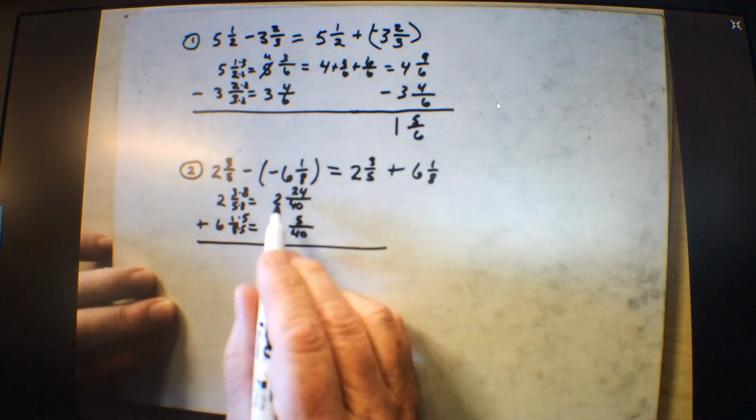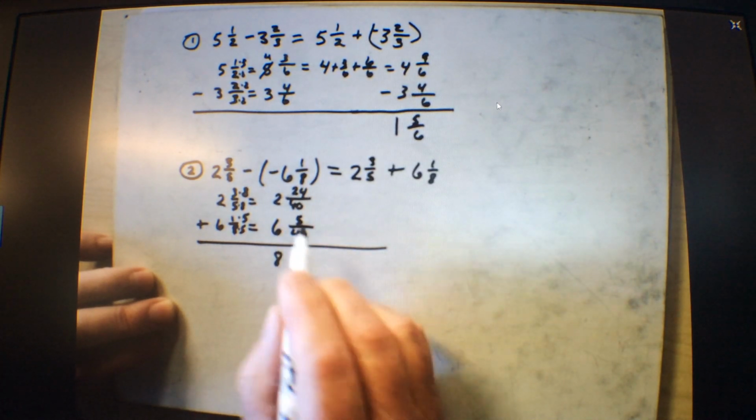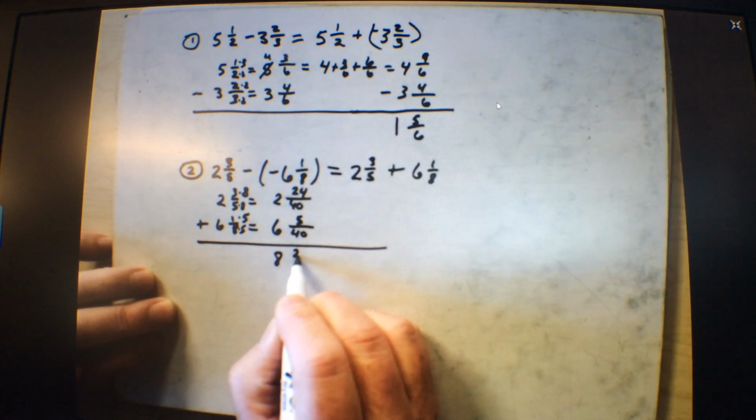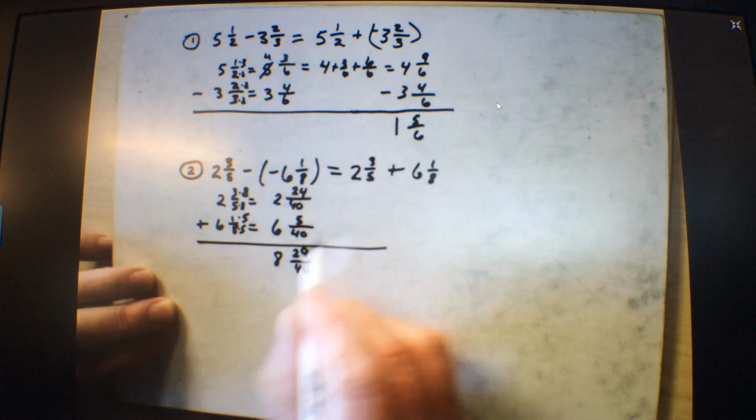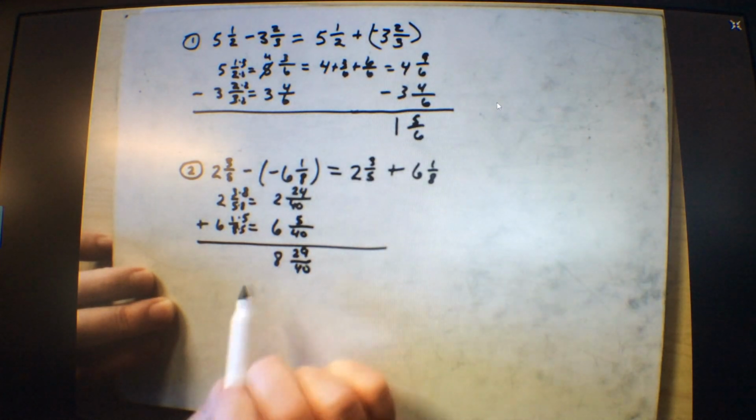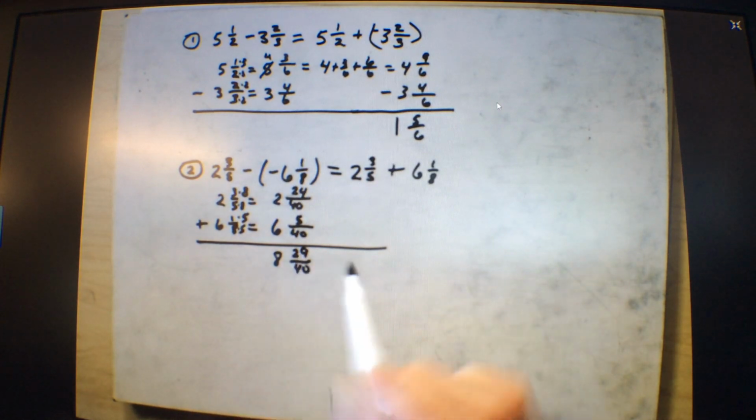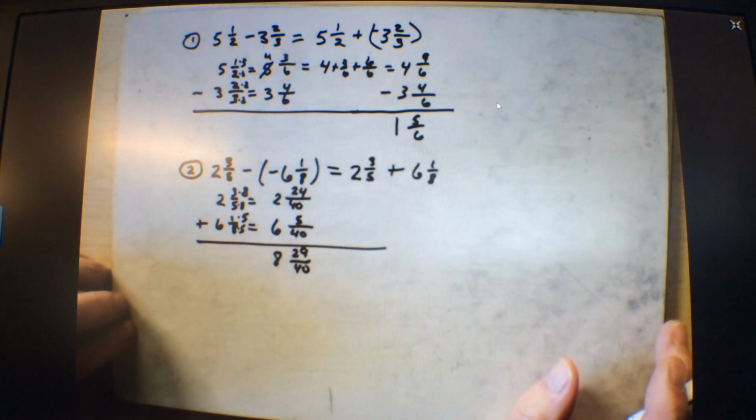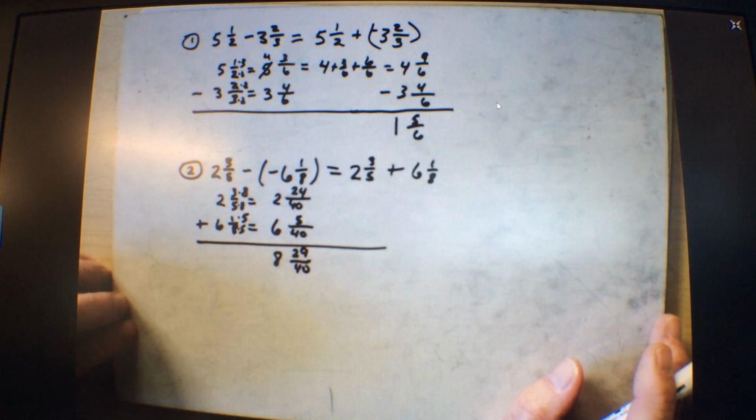And then I add them. 2 plus 6 is 8. And 24 plus 5 is 29 over 40. I look to see if I have a negative. I do not have negatives. It was positive. And I look to see if 29 and 40 can be simplified. And it cannot be, can it?